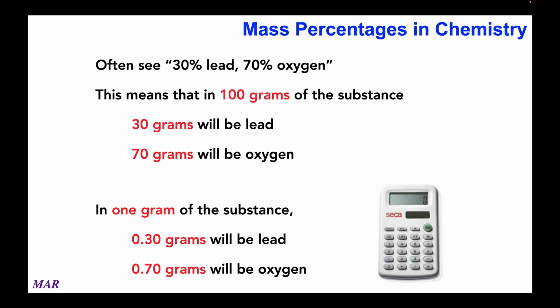But that's normally what I will talk about: if we had 100 grams, then those percentage numbers just equal the grams of whatever we're looking at. And we're going to see that mass percentages can be really helpful to chemists as we try and find formulas.